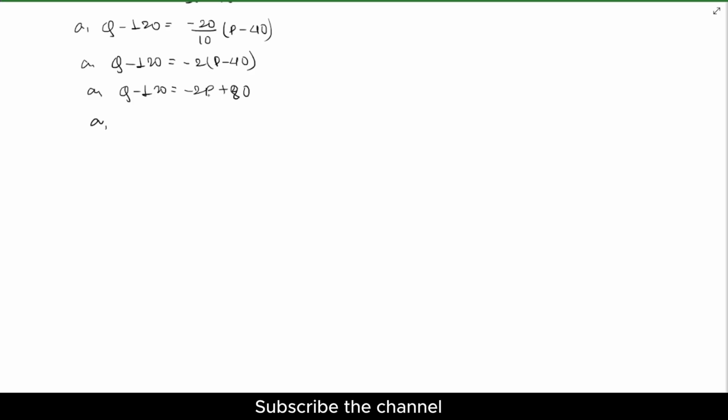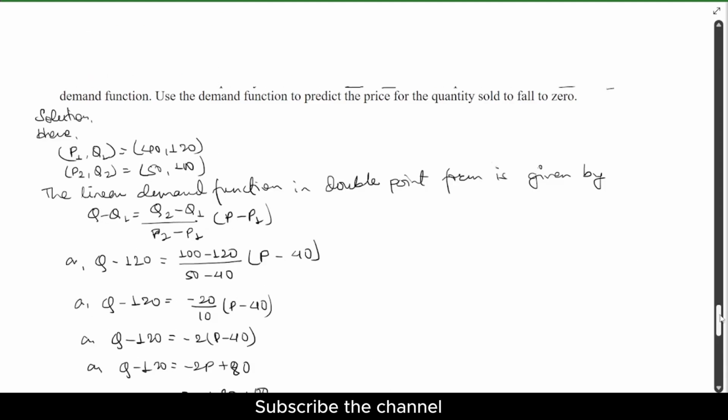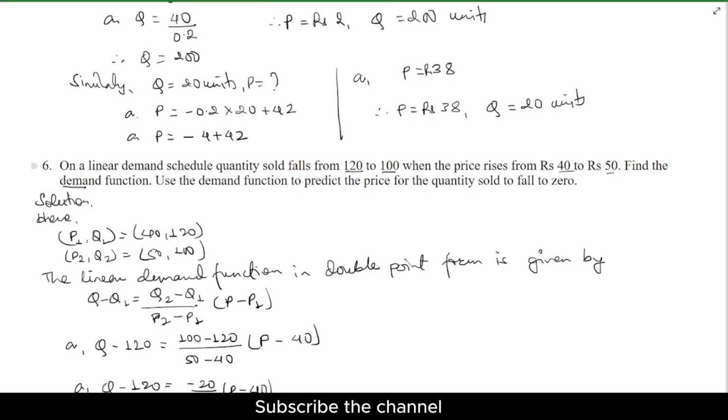Now we need to find the value of P. Then 2P equals minus Q plus 120 plus 80, or P equals minus Q plus 200 by 2, or P equals minus 0.5Q plus 100. This is the demand function. It's clear. After finding this, we have obtained the demand function.